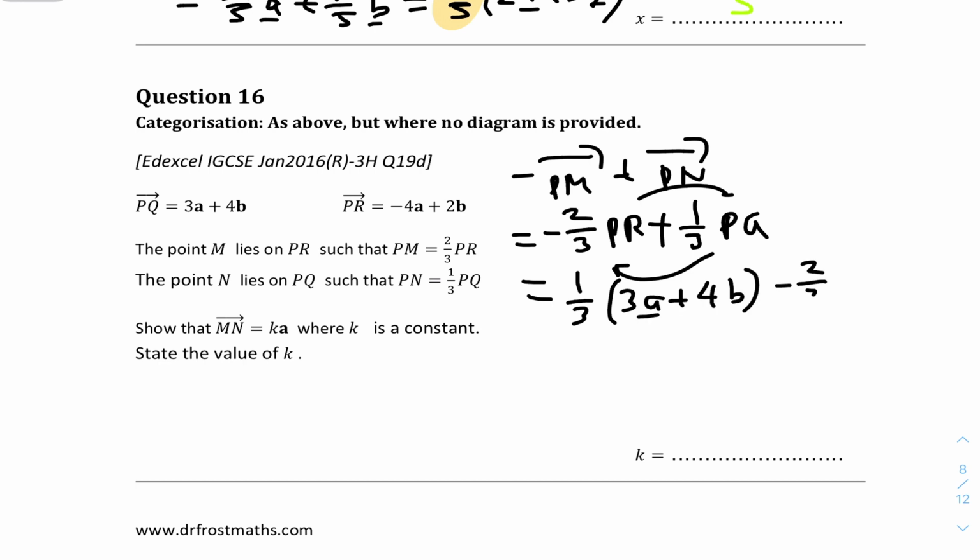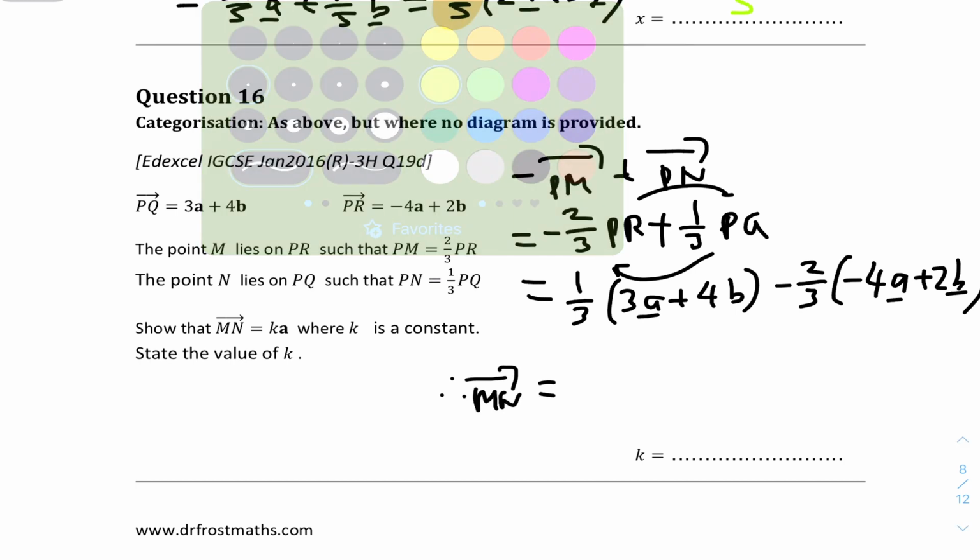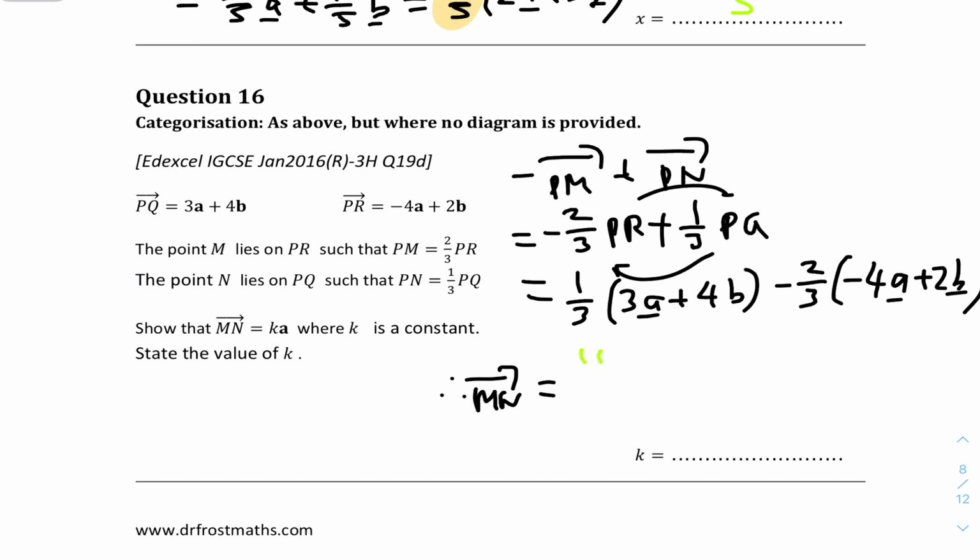Minus 2 over 3 PR, like this. And now it's basically just rearranging and collecting all terms together to simplify it. Therefore, MN equals, if you were to simplify it, 11 over 3A. Therefore, K is 11 over 3.